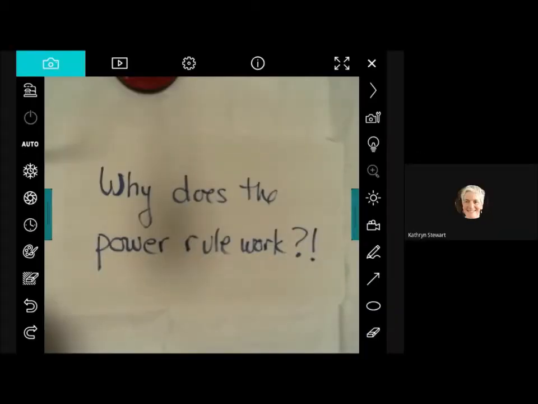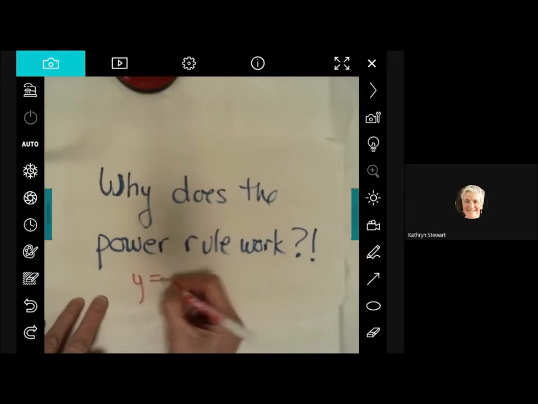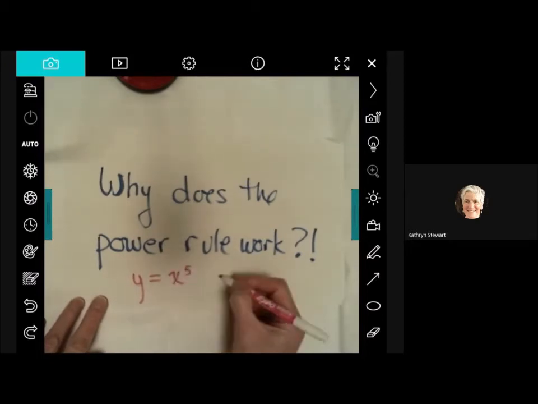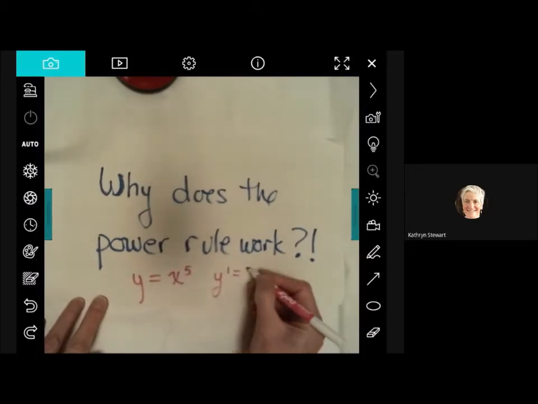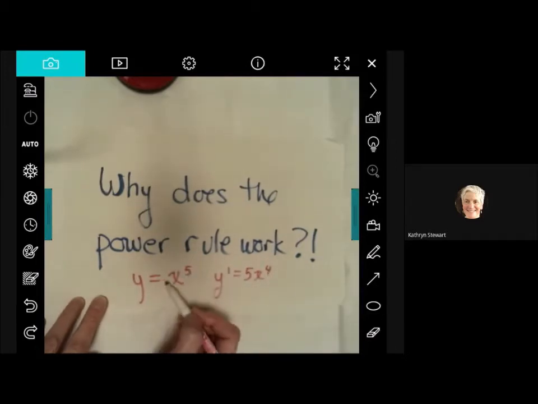Why does the power rule work? Isn't that a mystery? I mean, it just seems like this magical thing, this absolutely magical thing. For example, if I have a function x to the fifth, and the derivative is 5x to the fourth, right? We always bring the exponent down and subtract 1.